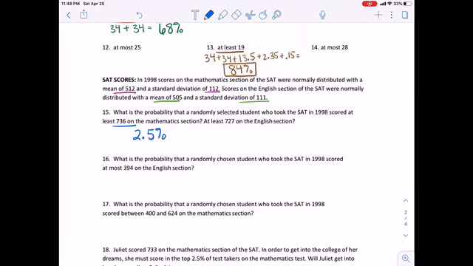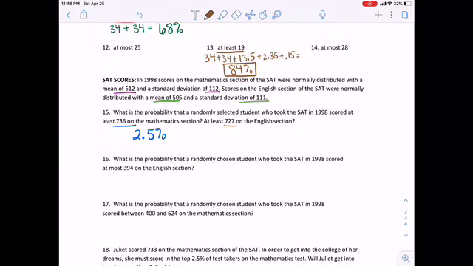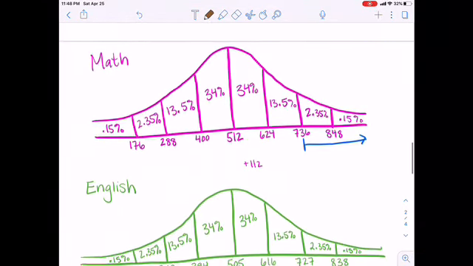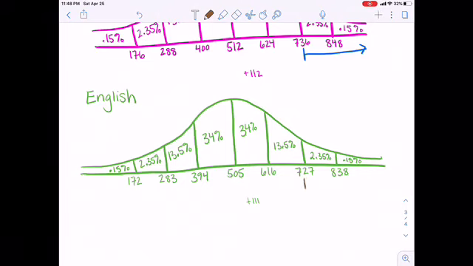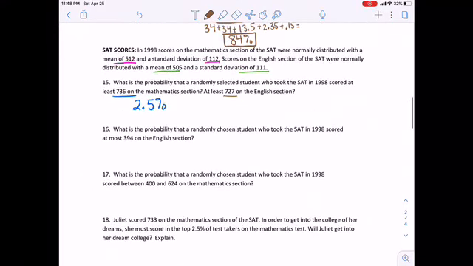We also want at least a 727 on the English section. So now I'm going to go ahead and look at the English test and find 727. Notice it lands in the same place. So again, if I want to score at least 727, I'm looking at the numbers that are bigger than that, which are 2.35 and 0.15. If I add those together, I'm going to again get 2.5%.